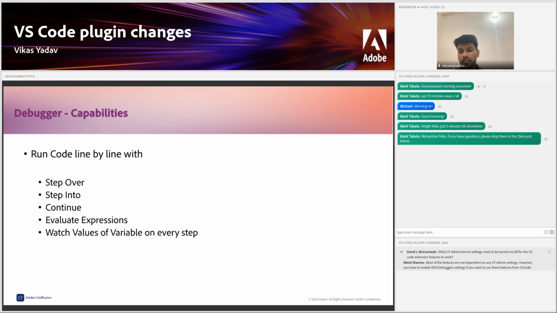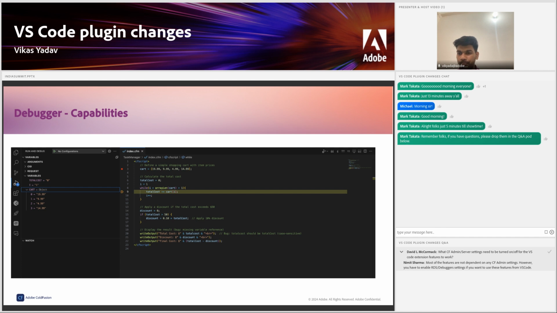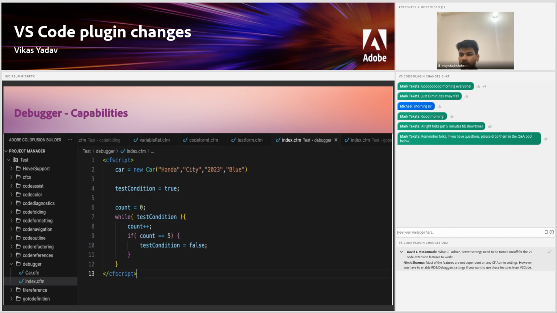So the capabilities that are available as a part of VS Code are step over, step into, continue, evaluate expression, and you can watch the value of a variable at every step. So these are a few capabilities that are available. I'll be showing you all these in the demo itself.